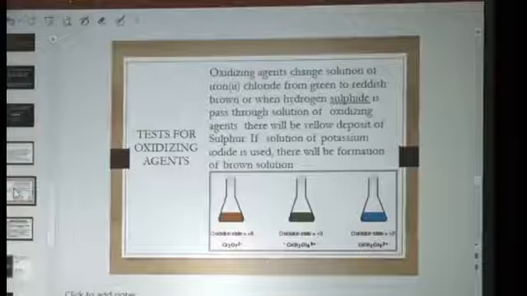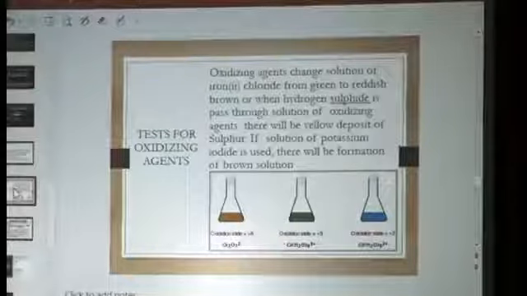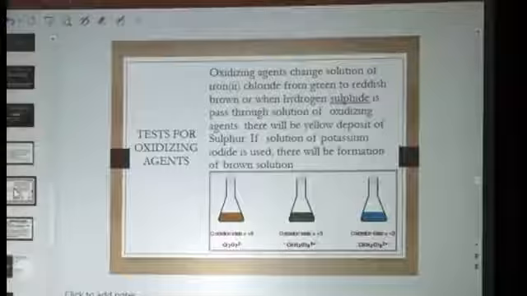Then how do we test for oxidizing agents and reducing agents? If you suspect a substance to be an oxidizing agent, what you do is to look for a reducing agent. And if you suspect a substance to be a reducing agent, you look for an oxidizing agent.